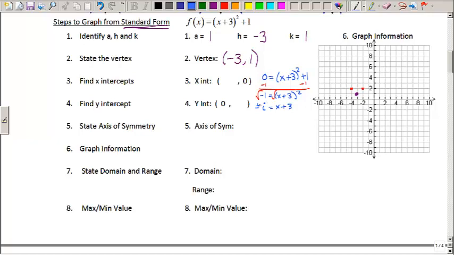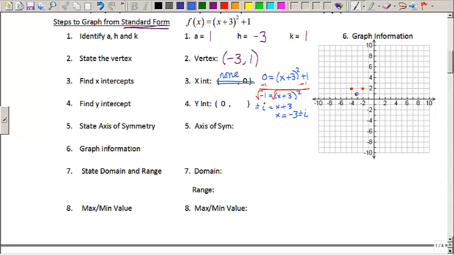Well, can I graph an x-intercept with an i in it? I could go one step further and solve this to get x is equal to -3 plus or minus i, but really this is not helping me at all. I can't graph an i value on my xy grid, so I'm going to cross off the x-intercept and write none.